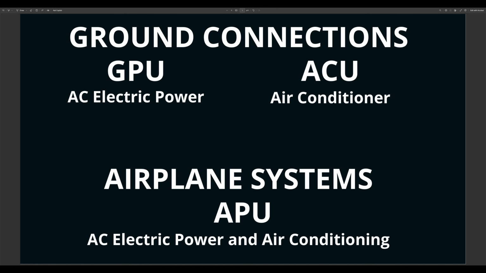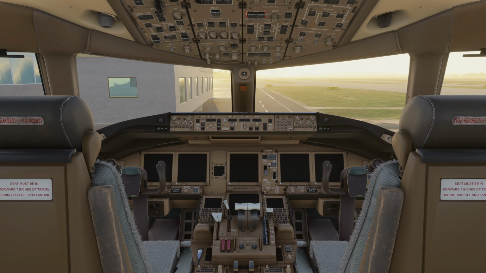So let's go back to our flight simulator, and the first thing that we have to do is to connect our systems. However, you want to make sure a couple of things are off before connecting this, especially when we are talking about the air conditioning unit and especially before turning our GPUs to on.